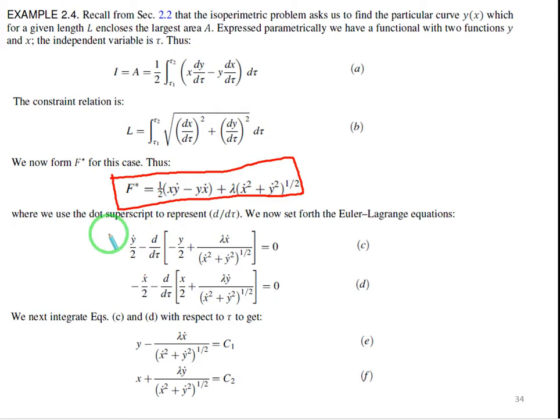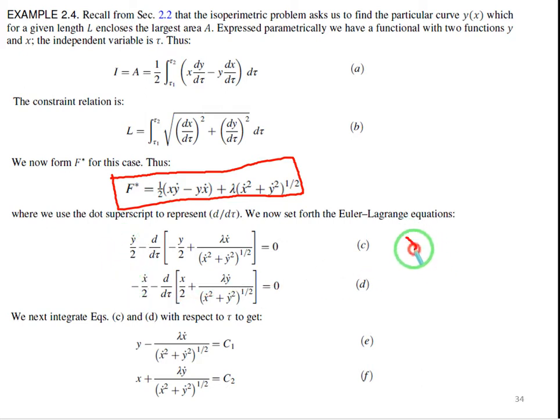We can rewrite the Euler-Lagrange equations for this set of problems to find the value of lambda and the values of x and y. First of all, let's say that in this problem we have two unknowns, so we must write Euler-Lagrange equations for two variables.